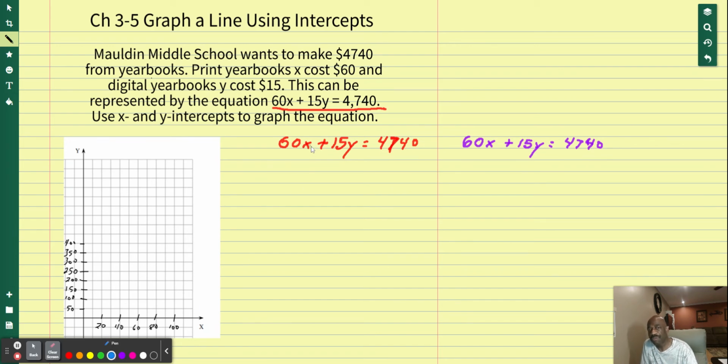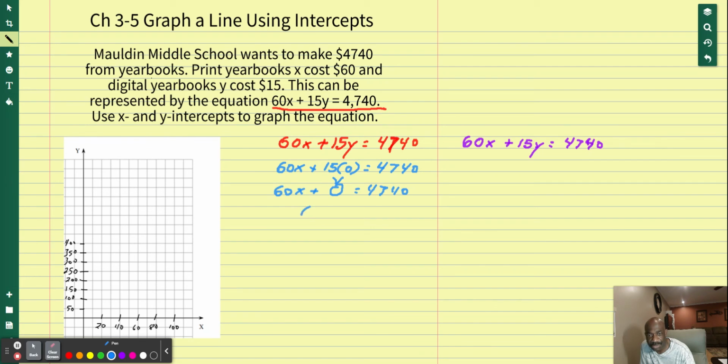If I want to solve for x, we got to make y 0. If I want to solve for y, we're going to make x 0. So that's what we're going to do. Let's start with solving for x. So if I want to make y 0, so let's do that. It's going to be 60x plus 15 times 0 equals 4740. Again, I'm solving for x. So here I have 60x plus 0 equals 4740.